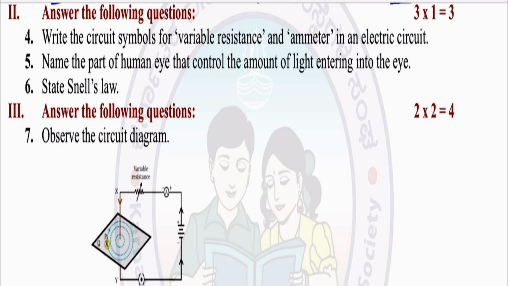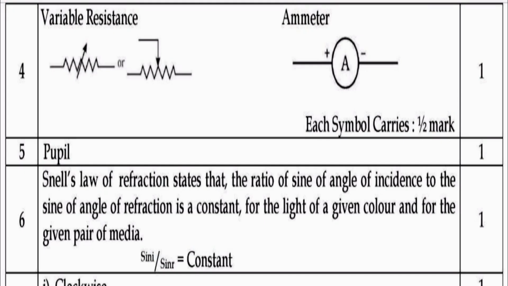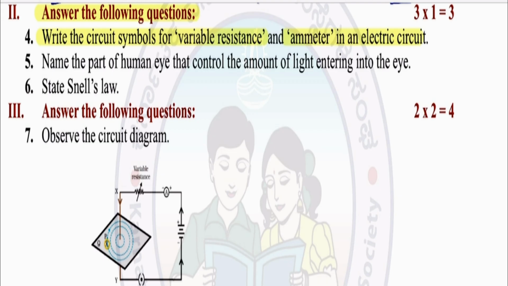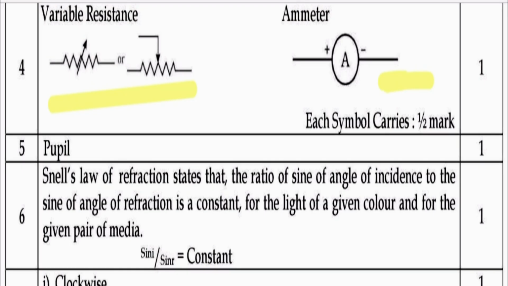Second main, answer the following questions. Question number 4. Write the circuit symbols for variable resistance and ammeter in an electric circuit. Here is the variable resistance and ammeter is given here. Fifth question. Name the part of human eye that controls the amount of light entering into the eye. Answer is pupil.